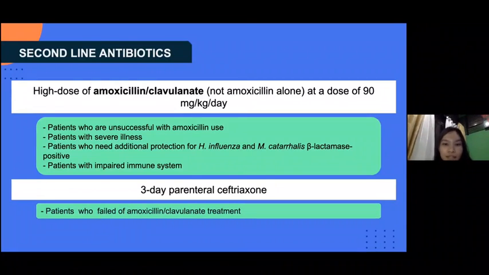Those who need additional protection for influenza and catarrhs, beta-lactamase positive, or patients with impaired immune system. But in case of failed amoxicillin or clavulanate treatment, the patient should be treated with 3-day parenteral ceftriaxone because of its increased efficacy against antibacterial resistant pneumonia and excellent coverage against influenza compared to other antimicrobials.